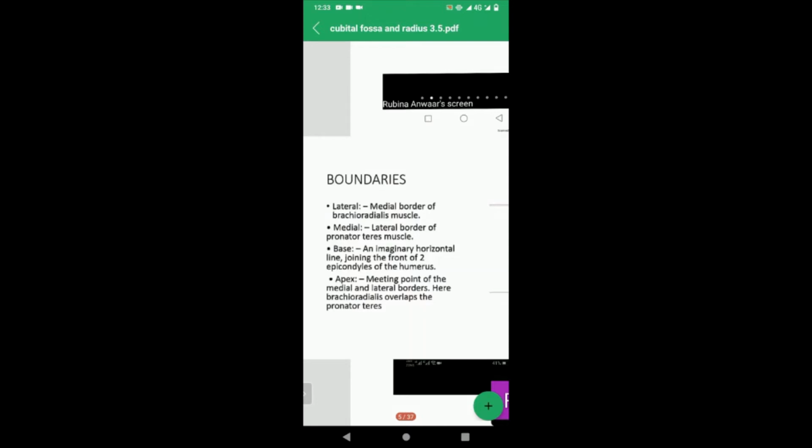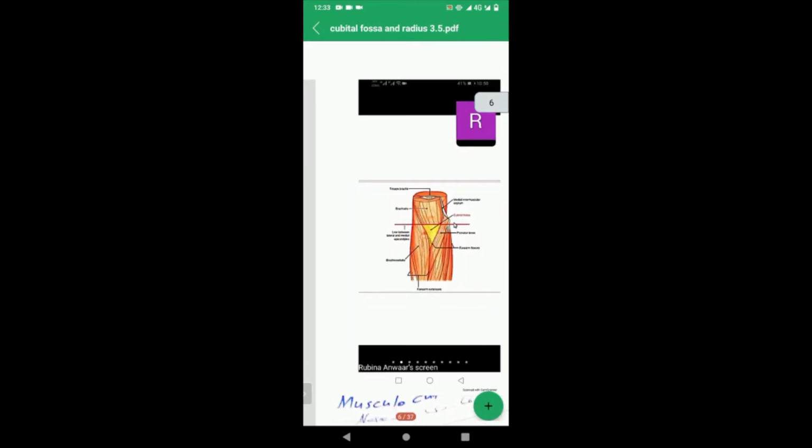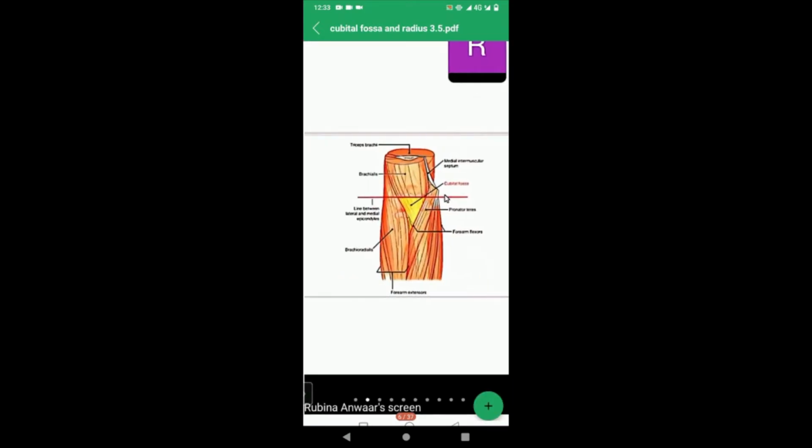For a better understanding, note the epicondyles of the humerus, the supraepicondyle and the infraepicondyle, and the apex, which is the meeting point of the medial and lateral borders. Brachioradialis overlaps the pronator teres. Here you can see this cubital fossa, which is intersected by the line between the lateral and medial epicondyles, with the pronator teres and forearm flexor muscles, and the brachioradialis muscle on the lateral side.